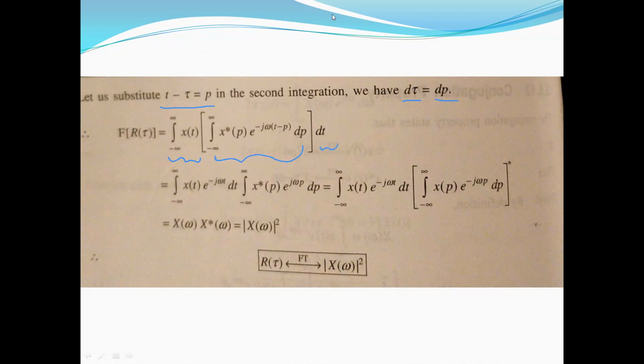Okay, and this one is substituted as t minus p. Now, as there are two terms in the exponential, we can split it into two terms. As you know, e to the power x plus y is e to the power x into e to the power y. In the same way, they are split and written separately. One is this and one is that.